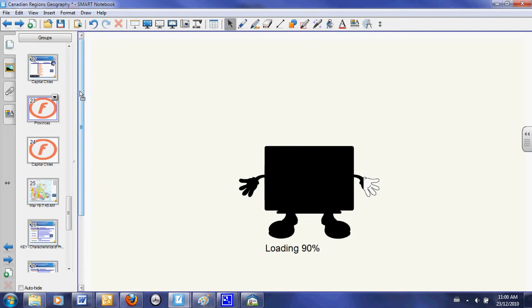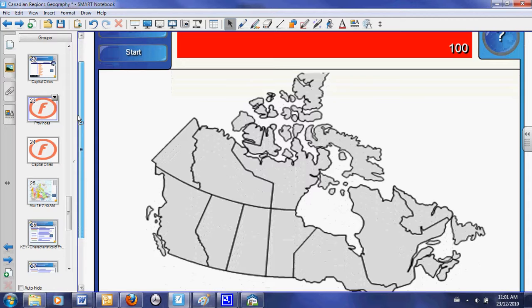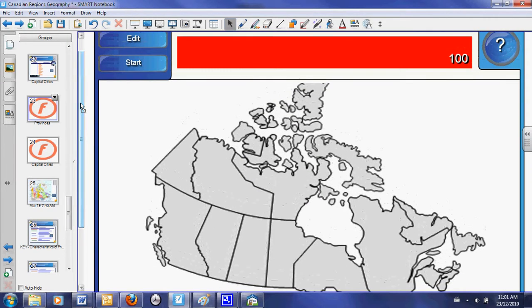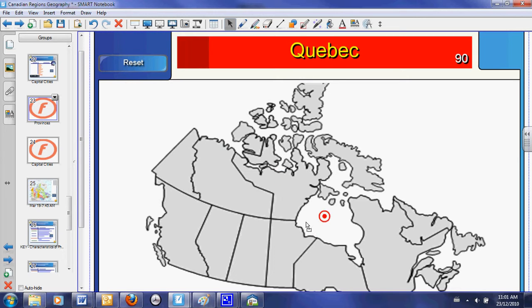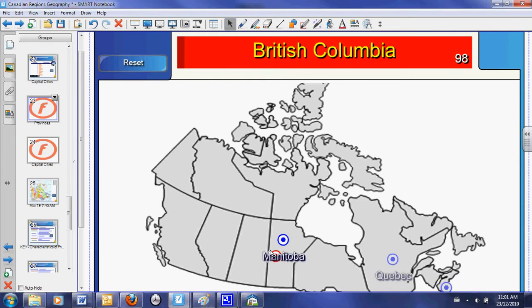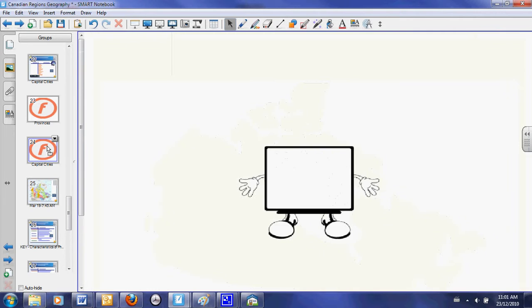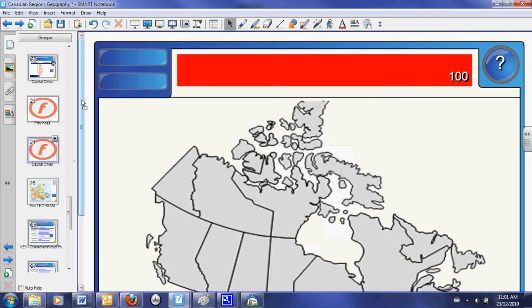This activity is one that you're not going to be able to do, but I'll just show you a quick what you missed. So hit start, and this red dot, you need to locate the provinces. Now you are being timed. Okay, get the idea? And the same activity is here for the capital cities.